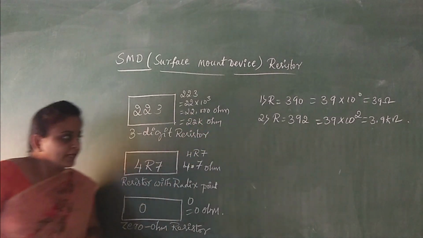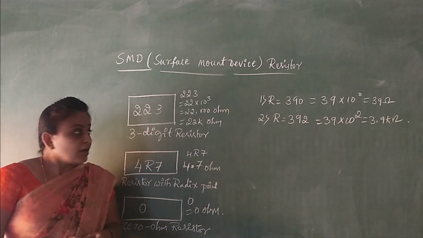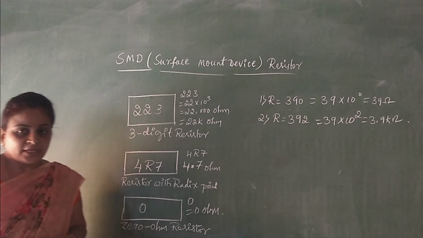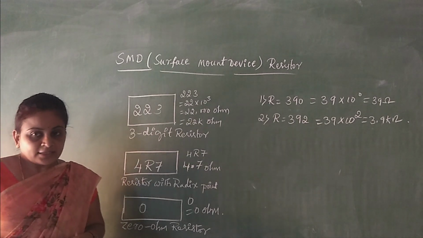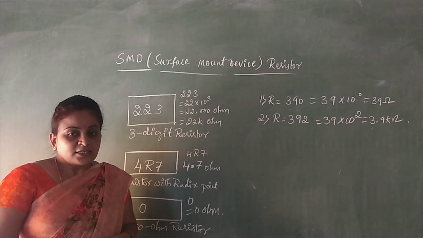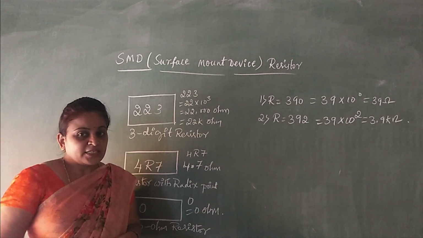Next we have applications of the surface mount device resistor. It is majorly used in calculators, pocket calculators, cell phones and electronic circuits, for space constraints and PCB designs.